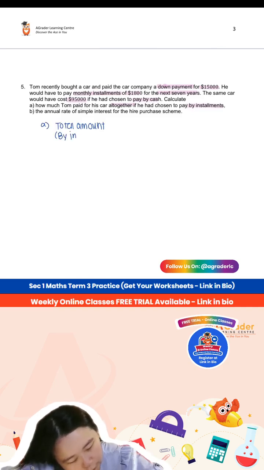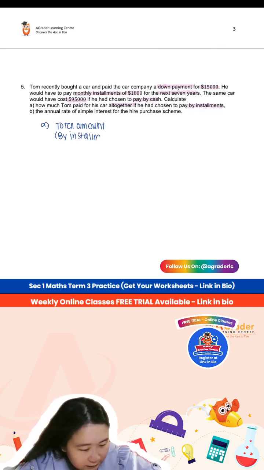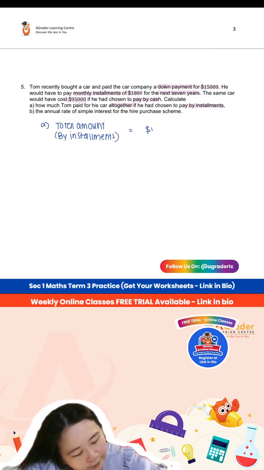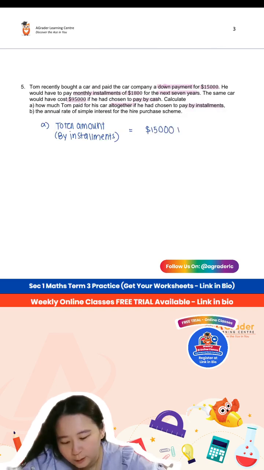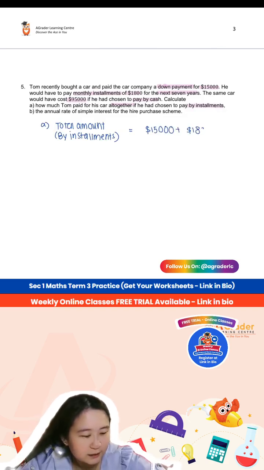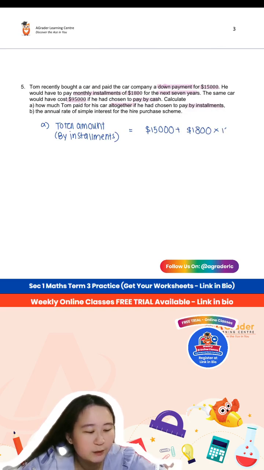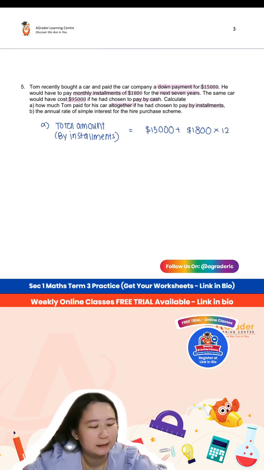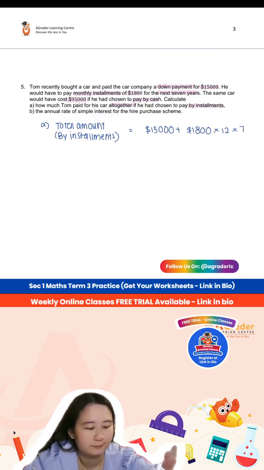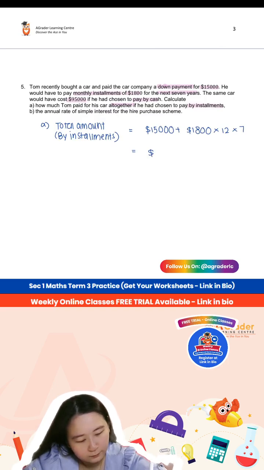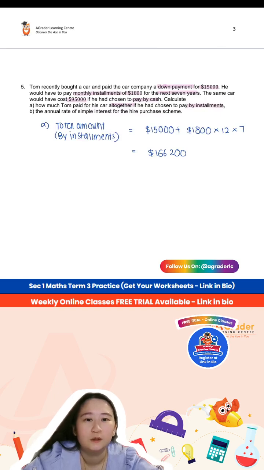If he were to choose to pay by installments, the down payment is 15,000 plus 1,800 per month, so times 12 will be per year. Then after that for 7 years, so you times 7. Okay, so the total amount that he'll be paying is $166,200.